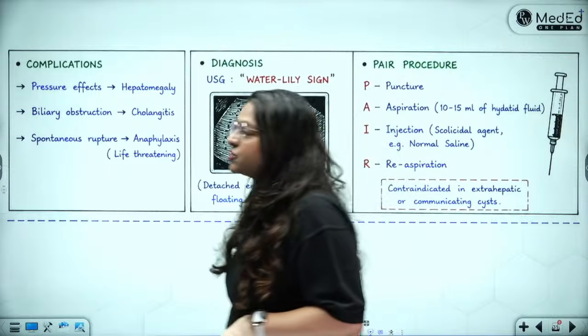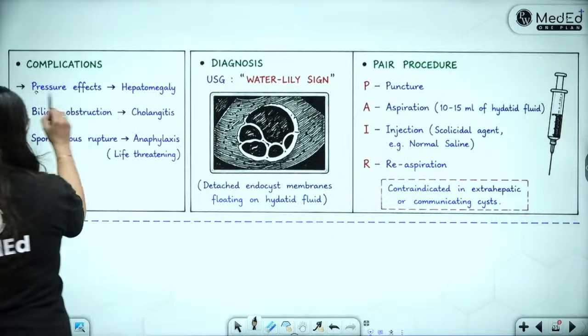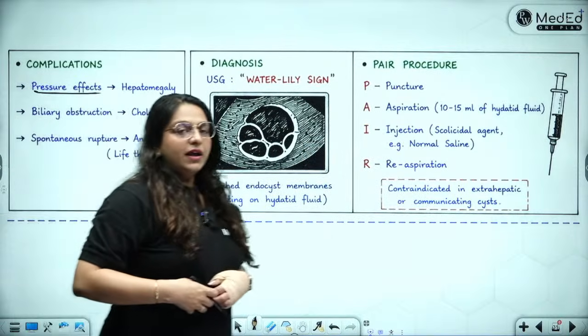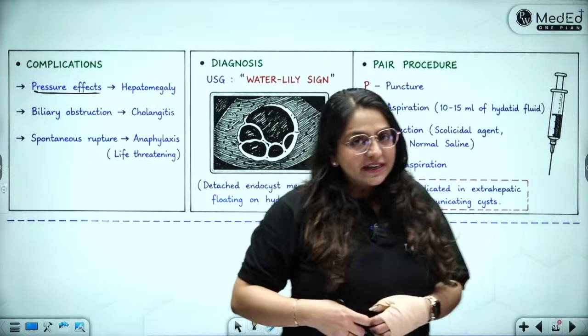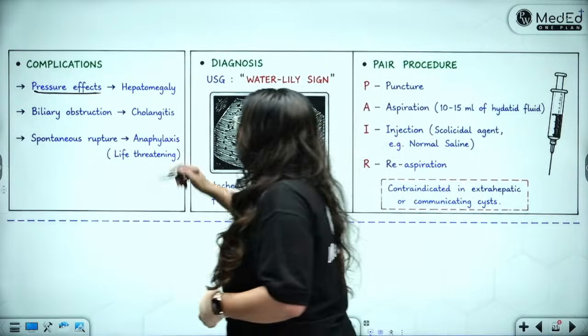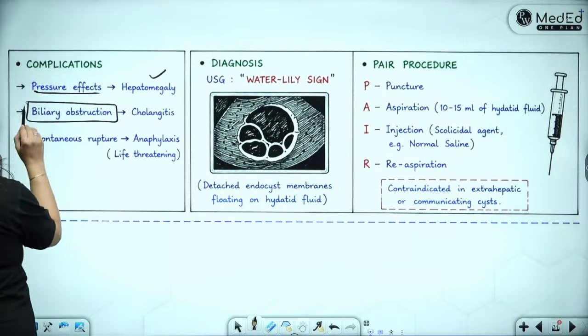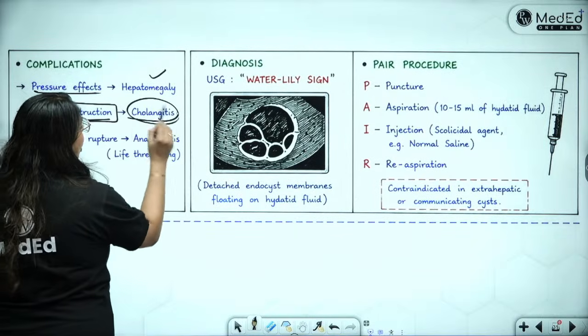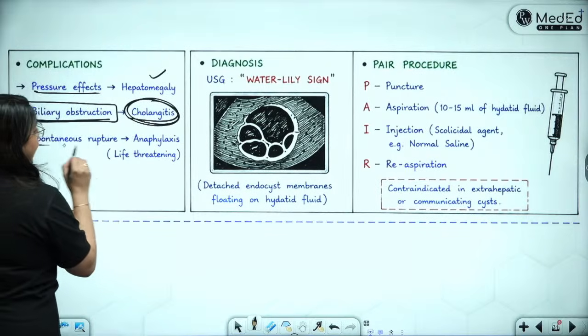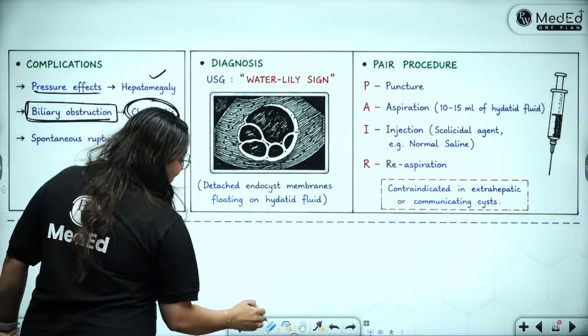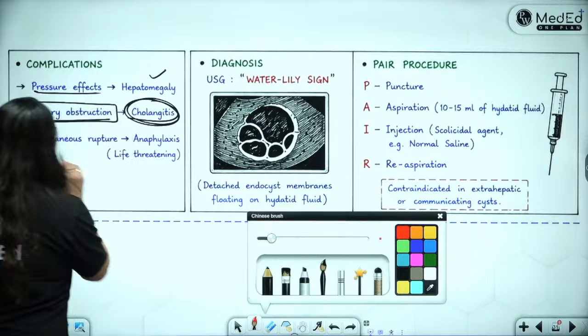What are the complications? Pressure effect, right? If it is forming in the liver, it is going to cause pressure effects in the liver, leading to enlargement, hepatomegaly. If it is present near the bile duct, it is going to obstruct the bile duct, leading to cholangitis. Spontaneous rupture can happen, and if this happens, it is a big problem.